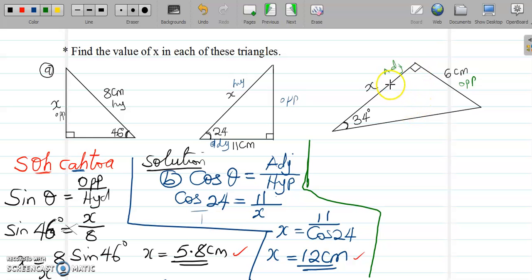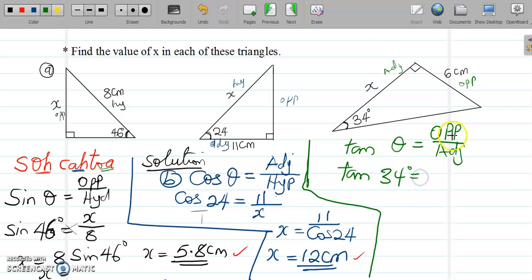Now what we need here is the adjacent and the opposite. See that? So which ratio contains adjacent and opposite? This one. So we are talking about tan theta, which is opposite over adjacent. Then theta is 34, so tan 34. Opposite is 6.